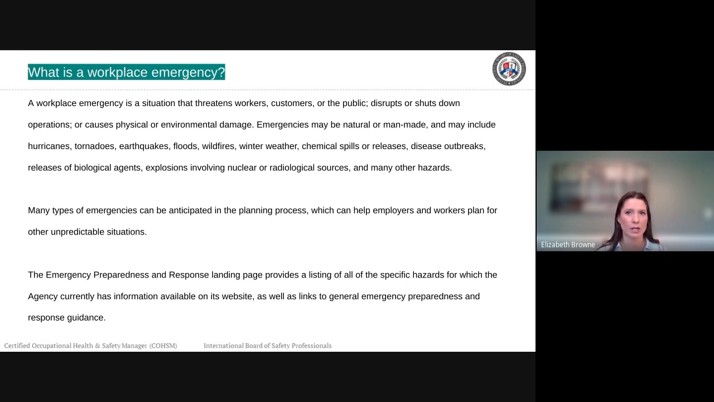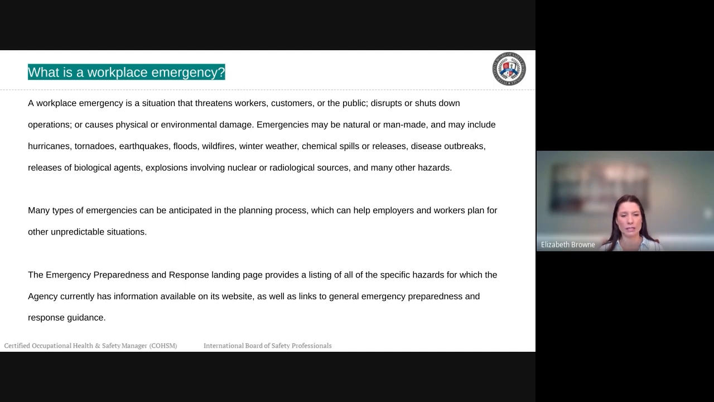So we have to consider any type of weather-related emergencies like hurricanes, tornadoes, earthquakes, floods, wildfires, winter weather. But then we also have to include man-made emergencies like chemical spills, a disease outbreak, release of biological agents, explosive issues like nuclear, radiological sources. And so that's actually just a small list of the hazards to consider.